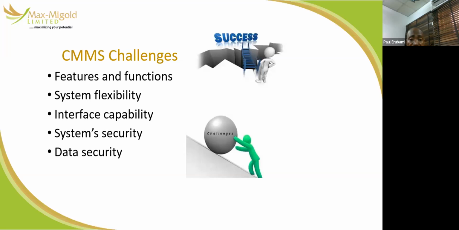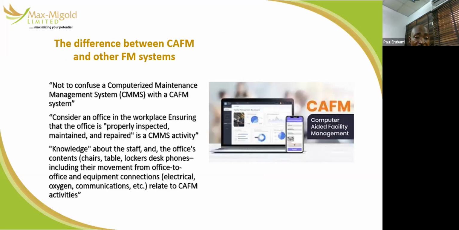Then this brings us to the difference between your computer-aided facility management software and other facility management systems. Do not confuse a computerized maintenance management system with a computer-aided facility management system. They are two different things. The CAFM is like the mother, while CMMS is like a son or daughter under it. So CMMS operates as a subset of CAFM. CAFM is the main set, while CMMS is the subset.